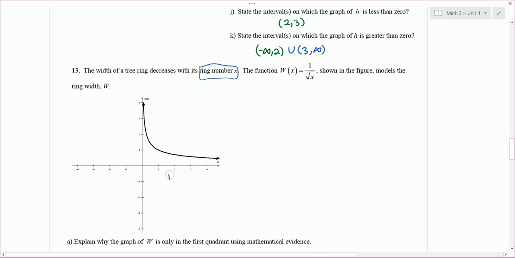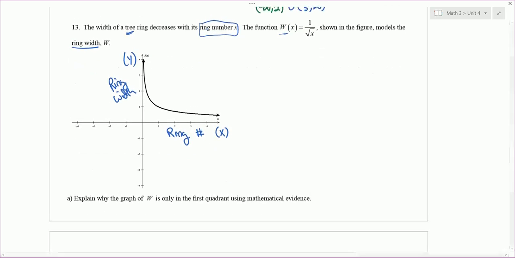So I'm going to write ring number on the x-axis. And the function w, that's our y value, w represents what? The ring width. So you get the ring number, and this is the ring width. That's our y-axis, or w. And we're talking about trees.